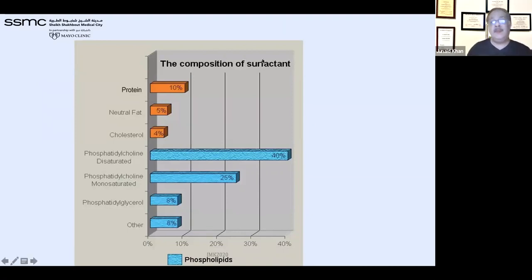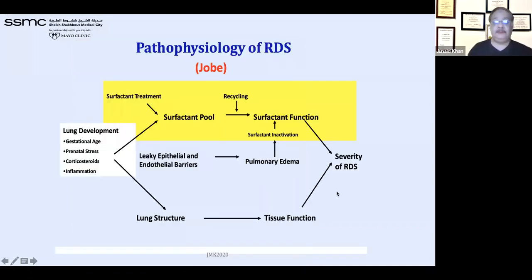Anyway, the composition of surfactant, just for your information: 10% protein, 5% neutral fat, 4% cholesterol, phosphatidylcholine disaturated is the highest at 40%, phosphatidylcholine monosaturated is 25%, glycerol is 8%, and other things are 8%, just to give you an idea.